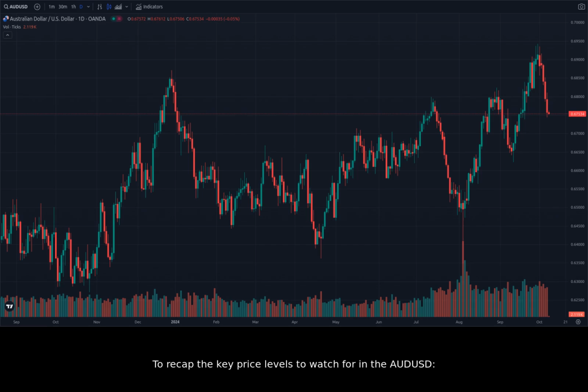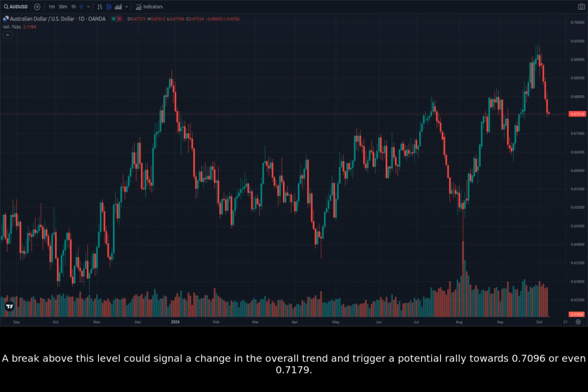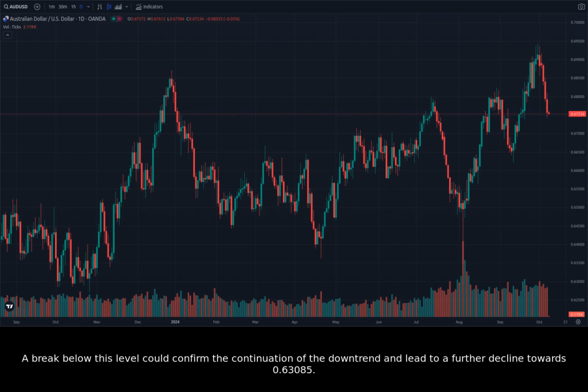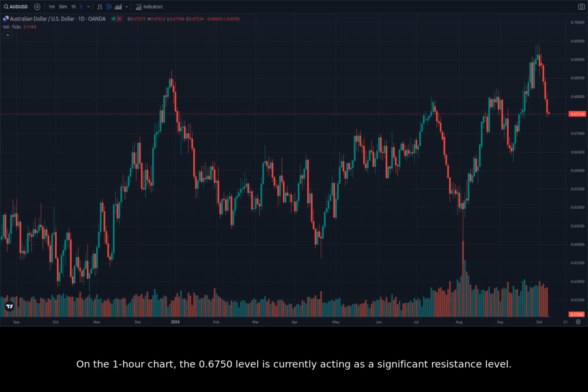To recap the key price levels to watch for in the AUDUSD. On the daily chart, the 0.6823 level remains a significant resistance level. A break above this level could signal a change in the overall trend and trigger a potential rally towards 0.7096 or even 0.7179. However, the 0.64319 level is a crucial support level. A break below this level could confirm the continuation of the downtrend and lead to a further decline towards 0.63085.